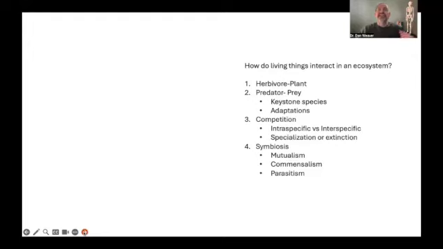How do living things interact in an ecosystem? Well, here we have a little list of some of these interactions, like herbivore and plants. So herbivores eat plants, predators eat prey. If you remember a food web, in the food web, there's all kinds of interactions between the herbivores and the carnivores and those living things that are eating in different patterns. Well, sometimes if you remove one of those living things, the whole food web collapses. That's a keystone species, a species that is maintaining that whole food web.